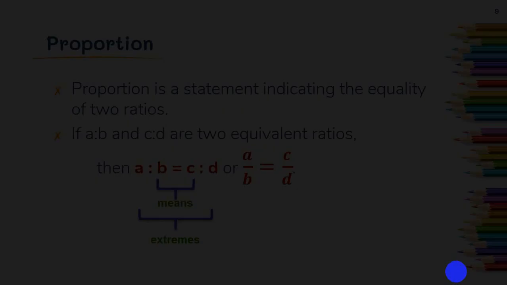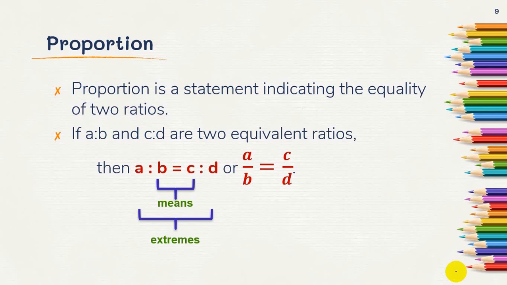Next, let's proceed to proportion. What is proportion? Proportion is a statement indicating the equality of two ratios. So if A is to B and C is to D are two equivalent ratios, then we can say that A is to B is equal to C is to D. We are indicating here that two ratios are equal.